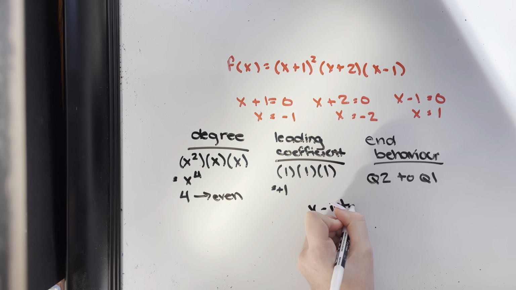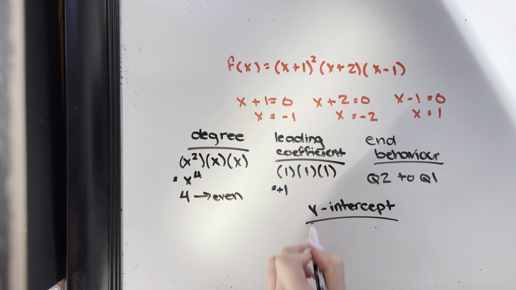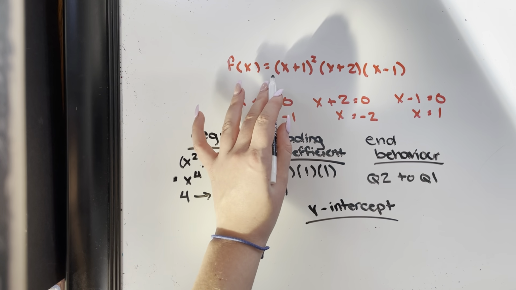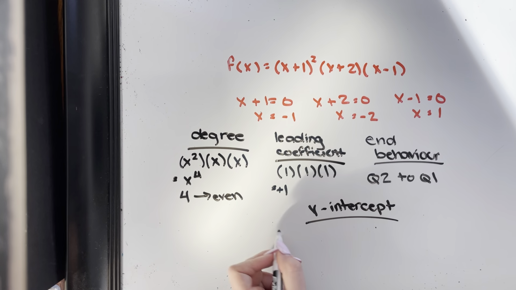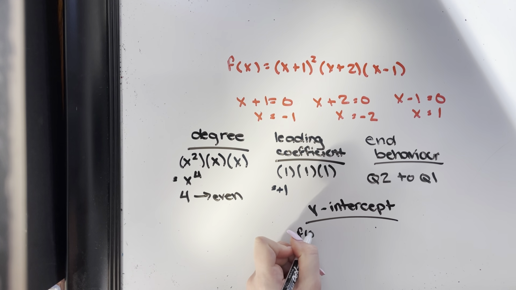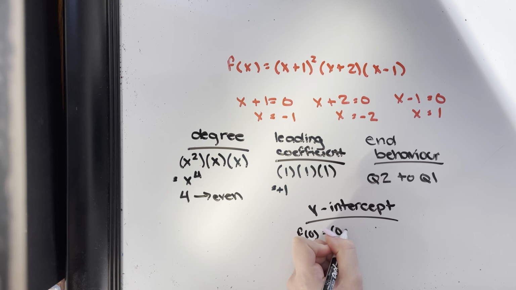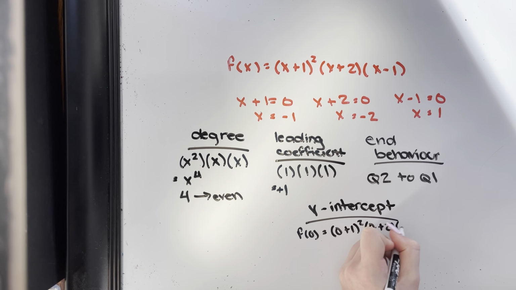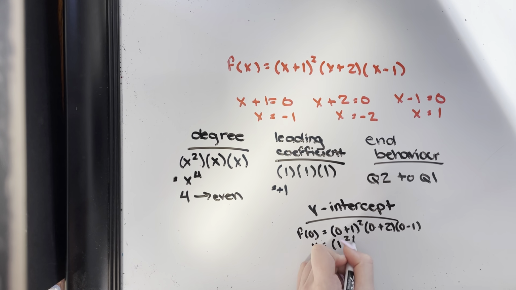So now lastly, all we have to find is the y-intercept. To find this, we're going to set all the x values to 0. So f of 0 equals 0 plus 1 squared, 0 plus 2, 0 minus 1. Then y equals 1 squared times 2 times negative 1. So that gives us negative 2.